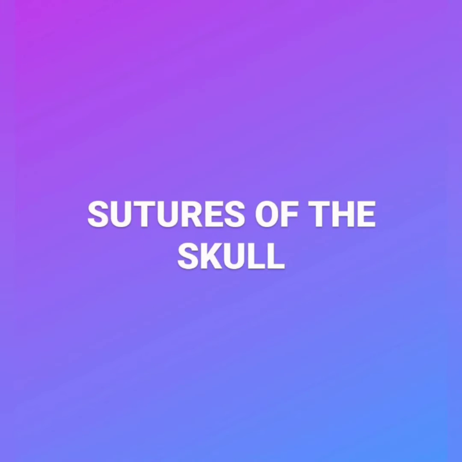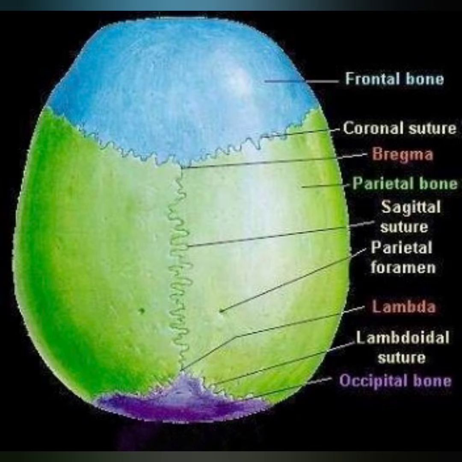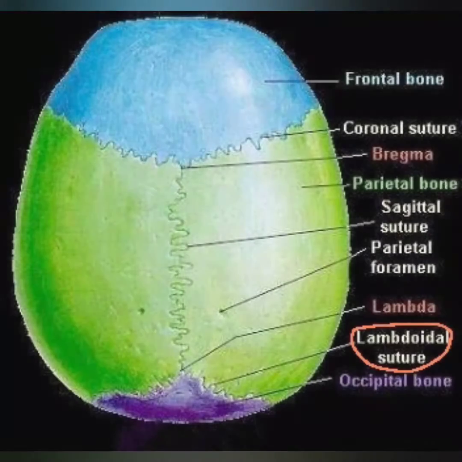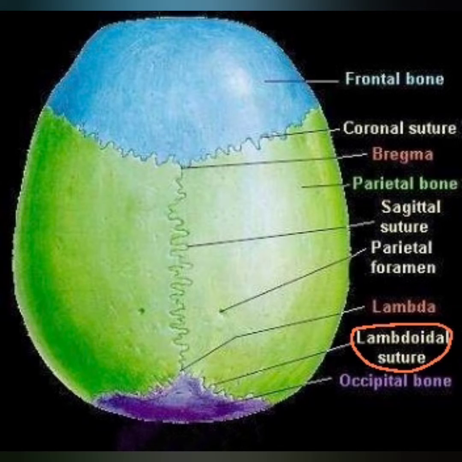Now, let's see the sutures of the skull, which connect the bones of the skull. We have coronal, sagittal, lambdoid and metopic sutures. The coronal suture is present between the frontal bone and 2 parietal bones, whereas the sagittal suture is present between 2 parietal bones. The lambdoid suture is present between the occipital and 2 parietal bones.